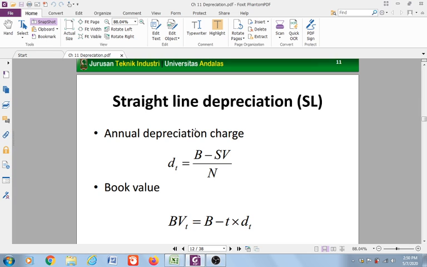With the straight line method, the annual depreciation charge of an asset is just the book value minus salvage value divided by the life of that asset, or the recovery period of that asset. And the book value in year T is just the basis minus T times dt, where dt is the annual depreciation charge. It is very clear that the book value function is a linear function, and when you plot a linear function, you get a straight line, and that's why we call it the straight line depreciation method.